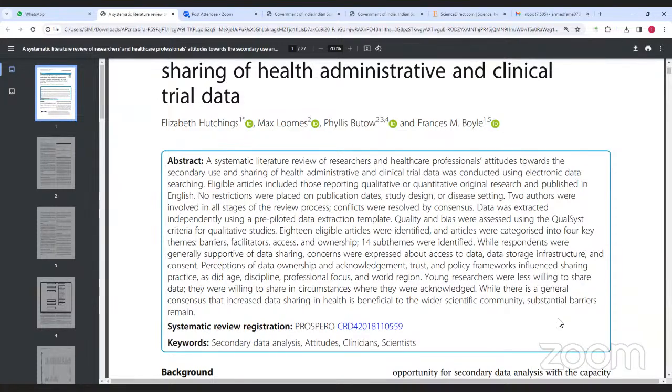Using the Qualsyst Connect for qualitative studies. 18 eligible articles were identified and articles were categorized into four key themes: barriers, facilitators, access, and ownership.